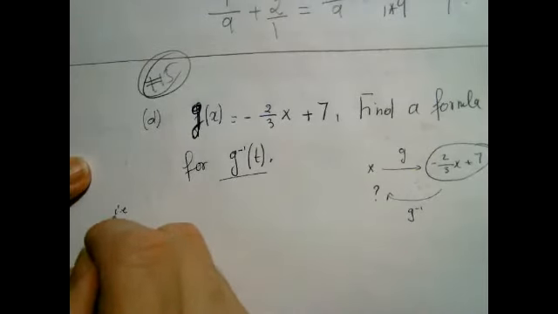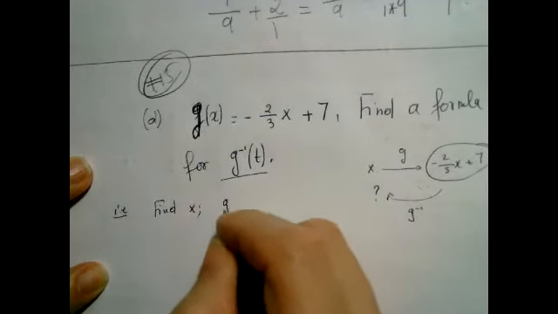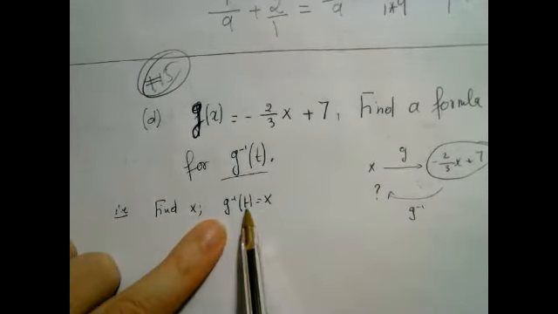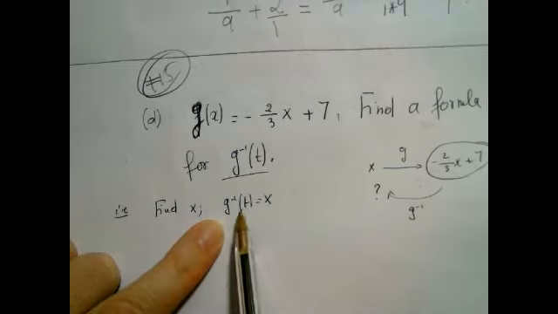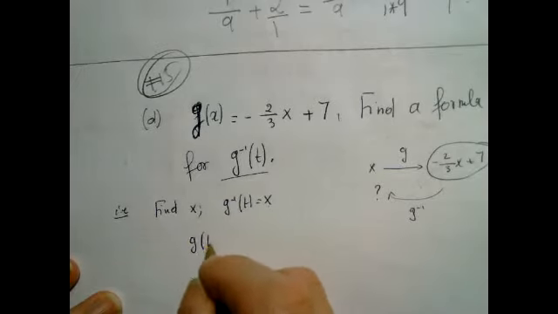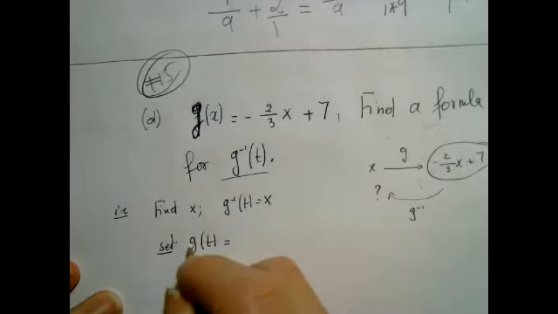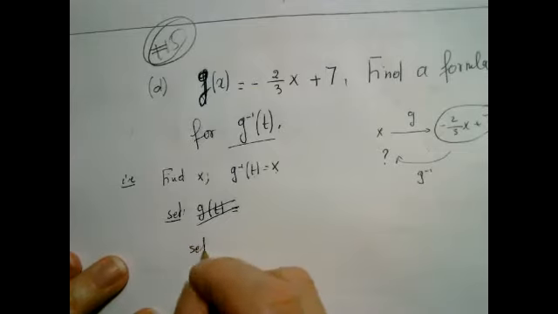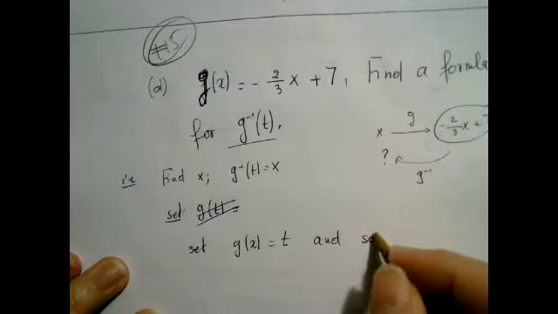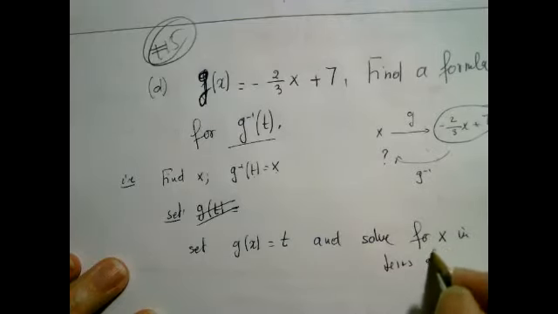It means the following. We need to find the value of X such that G inverse of T equals X. So that's what G inverse of T is. G inverse of T is the number X such that G of X equals T. So in other words, we set G of X equal to T and solve for X in terms of T.